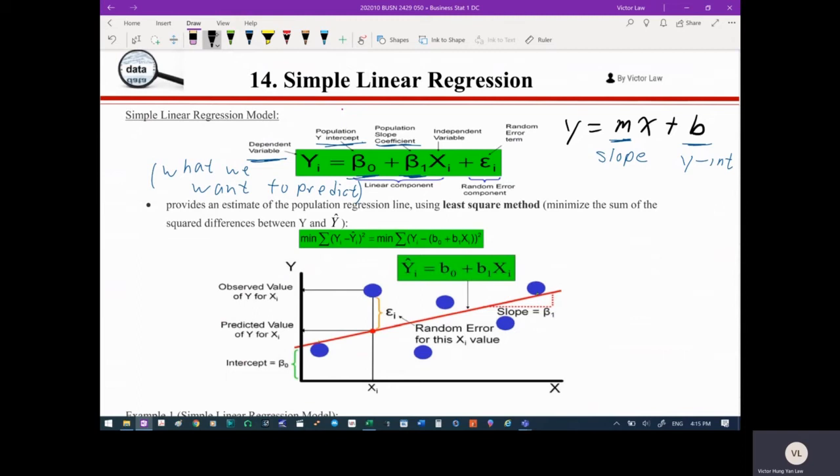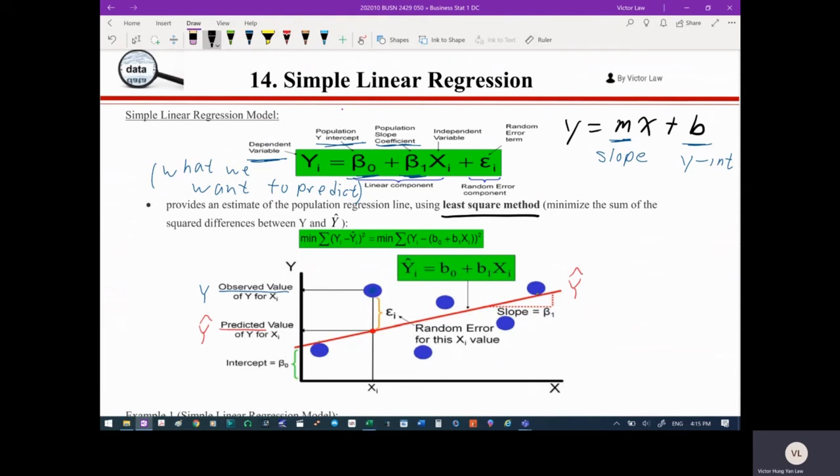The method that we're going to use to create this regression line is called the least squares method. Basically, we're trying to minimize the sum of the square difference between the y and the y hat. Your y is your observed value, that's your blue dot. And your y hat is your predicted value, the red line there.